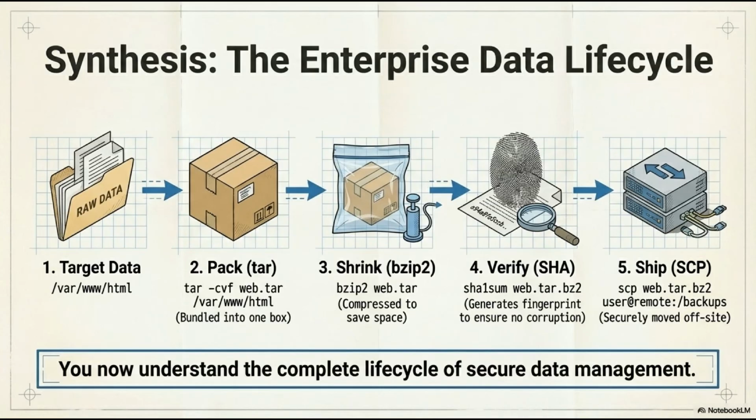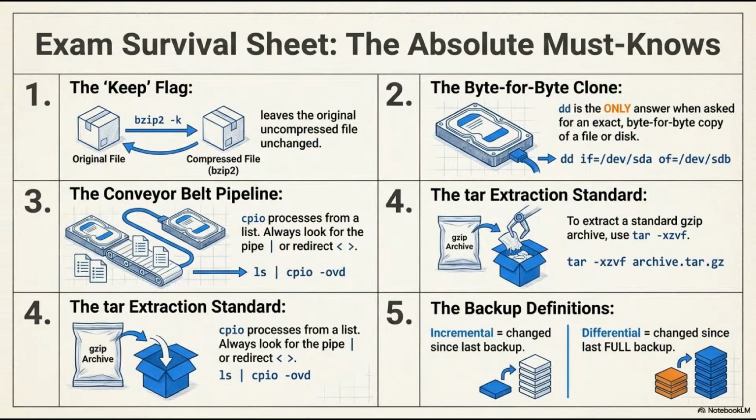Finally, we wrap up with the cheat sheets on slides 14 and 15. Exam survival sheet and red flags. Use these for rapid review, the absolute must-knows. The -k flag prevents compression tools from deleting your original files. Very important. dd is the only tool for byte-for-byte exact cloning. cpio fundamentally requires a pipe or redirect symbol to feed it a file list. And remember the fragile chain of incremental backups versus the robust two-step restore of differential backups.